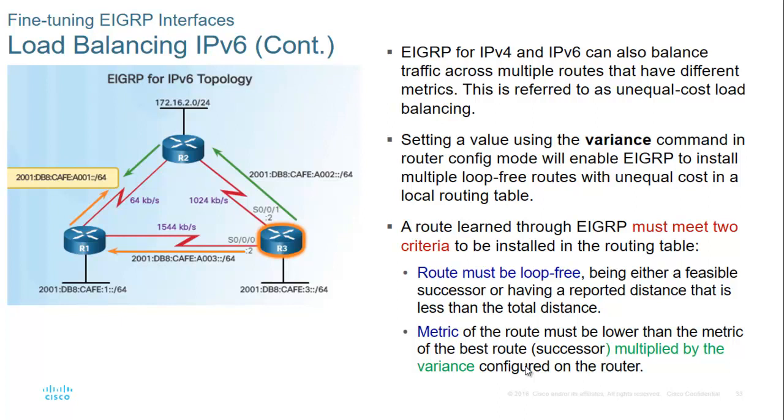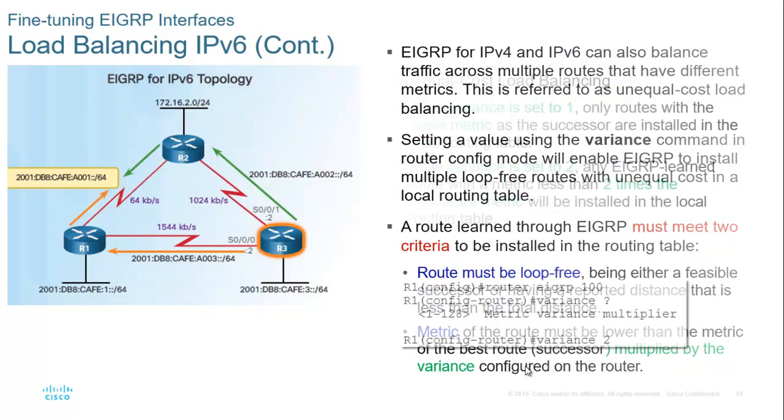A route learned through EIGRP must meet 2 criteria to be installed in the routing table. 1, the route must be loop-free, being either a feasible successor or having a reported distance that is less than the total distance. This would tell the router that the route is loop-free. Another criterion is metric. The metric of the route must be lower than the metric of the best route, which is the successor, multiplied by the variance configured on the router.